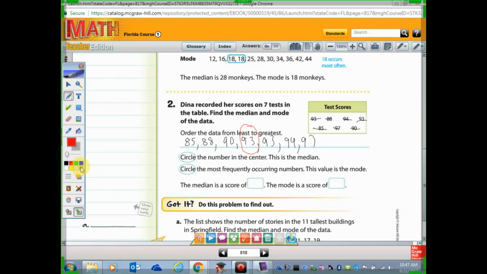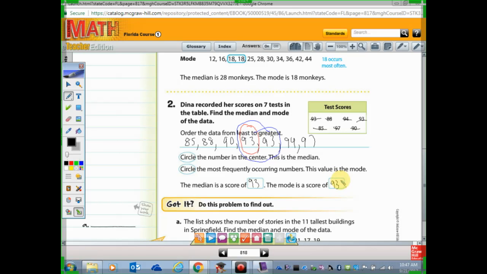Now what is going to be my mode? Is there one in that set that occurs more than once, Wyatt? Yes, that is going to be 93. 93 occurs how many times? Twice. Are there any other ones that occur more than once? No, so 93 is also going to be my mode. So when I come down here to get my answer, the median is a score of 93. The mode is a score of 93.